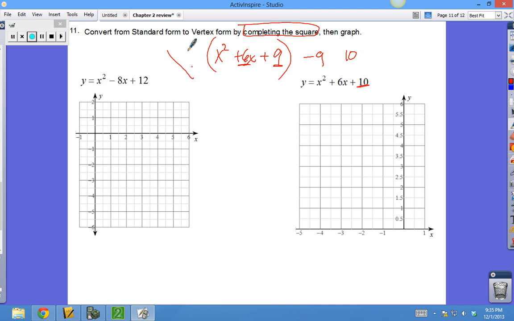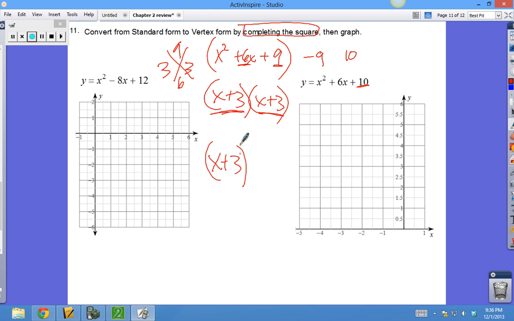Well, it's going to multiply to give you 9, add to give you 6: a 3 and a 3. So this is x plus 3 times itself. But anytime you have something times itself, write it as x plus 3 squared. Okay, now let's combine these. A minus 9 and a 10 is 1. Okay, this is vertex form. So this is a piece of cake now to find your vertex.